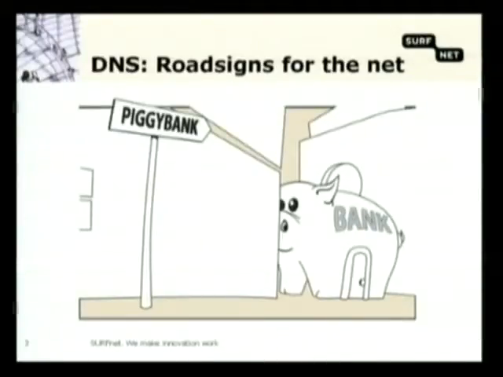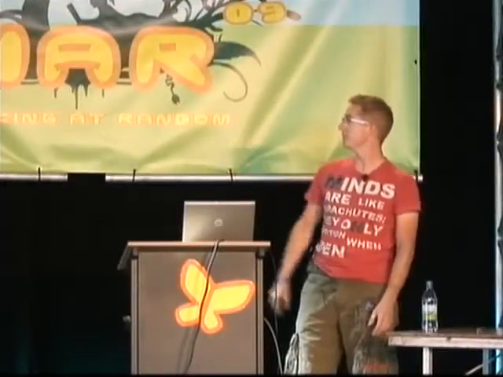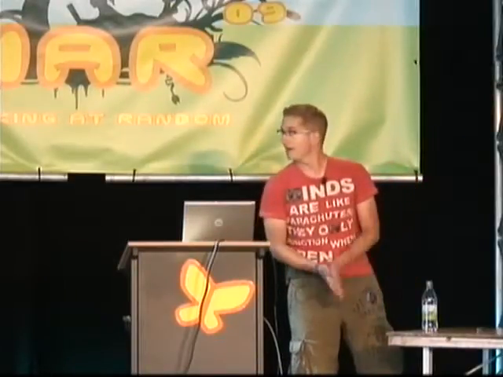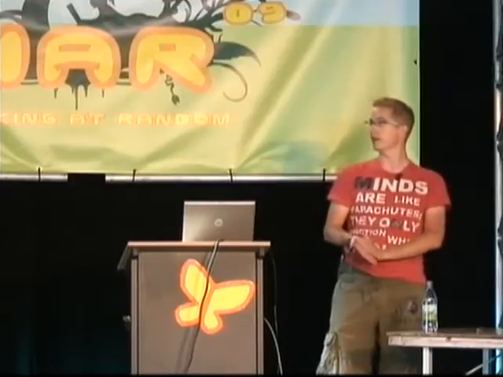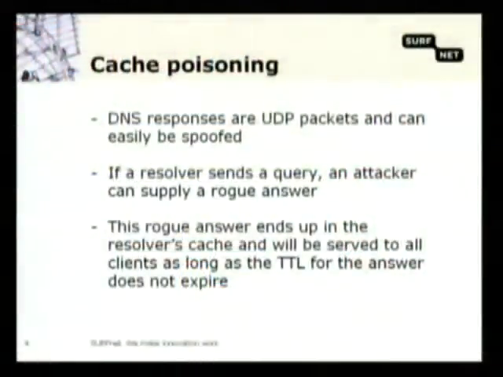Now, let's start with DNS. What do we actually need DNS for? What do we use it for? Well, actually, DNS are the road signs for the internet. We need the DNS to tell us where we need to go if we want to communicate with our bank, for instance. And it's been known for years that there are vulnerabilities in DNS. One of these attacks is called cache poisoning.